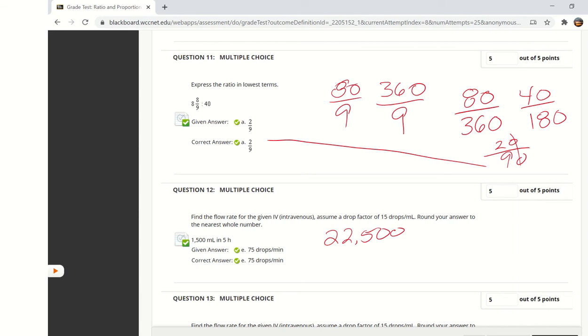And now we've got to find minutes for 5 hours. So we'll take 5 times 60, which is going to be 300. And as soon as you do the math there, that comes up to 75.